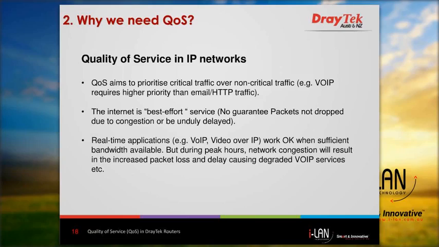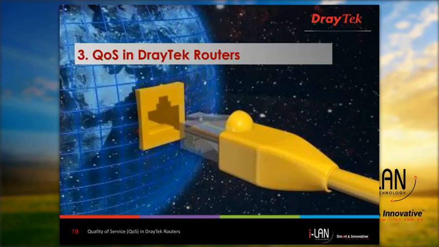So for real-time applications such as VoIP, video over IP, they'll work okay when there's sufficient bandwidth. But during peak hours, when you get network congestion, this can result in increased packet loss and delay, which results in degraded VoIP services and so on. So now I'll just look quickly at quality of service implementation in DrayTek routers.